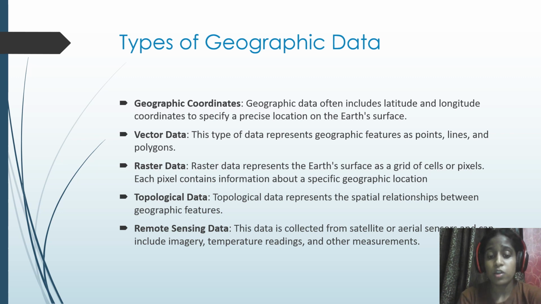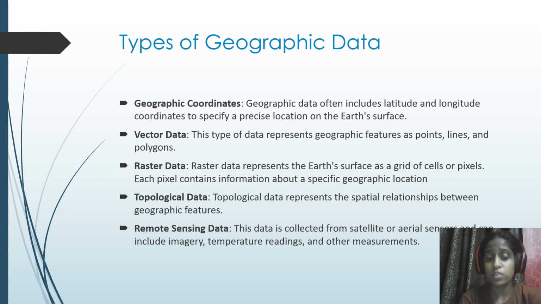Then, topological data. Topological data represents the spatial relationships between geographical features like rivers, water bodies, and many more. It defines how the features are connected to each other. For example, with the help of topological data we can define how roads intersect or how administrative boundaries of countries or continents overlap each other.